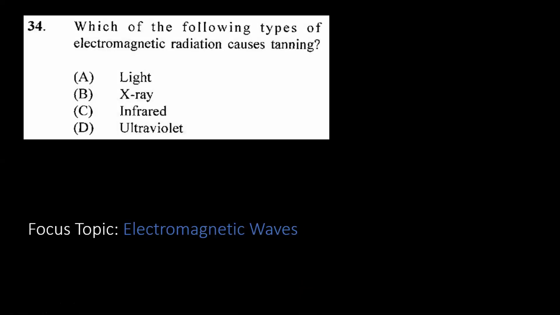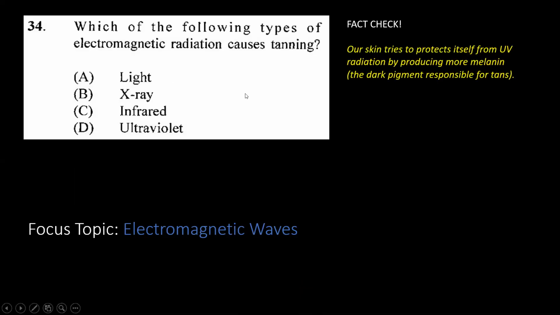34. Of the following types of EM radiation, which causes tanning? We know that our skin reacts to the ultraviolet light by making more melanin, and the melanin will cause the tanning. So our answer should be D.